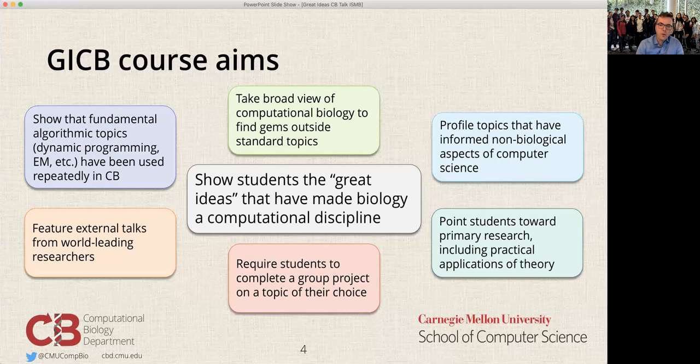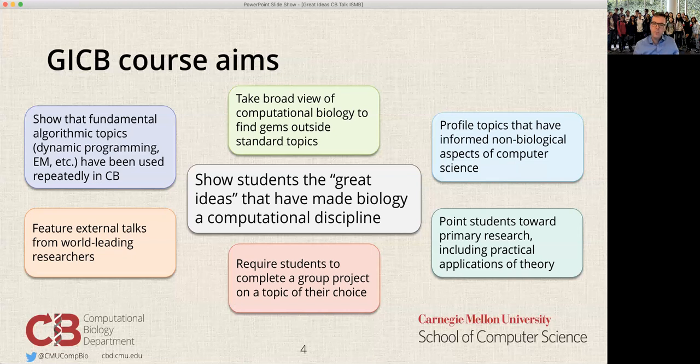I've shown 6 other aims here that we have as part of this course, and I'll highlight these as I go through. For example, we want to show that there are fundamental algorithmic topics that have been used repeatedly in computational biology. So we will cover, for example, dynamic programming with respect to sequence alignment, but students will see dynamic programming as a paradigm that occurs throughout the course, as well as a few other ideas.